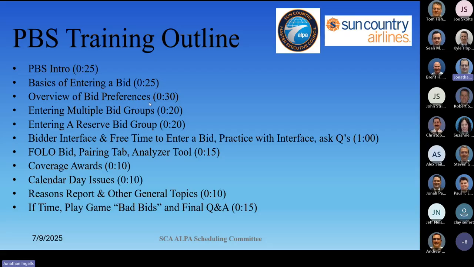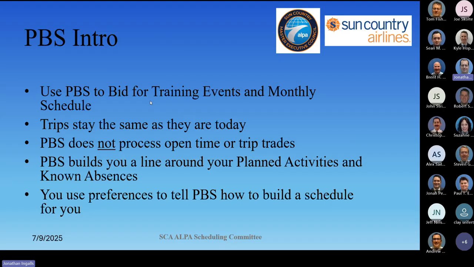Without further ado, what is PBS? PBS is a preferential bidding system. It's used to build your schedule. It's a new way, instead of line bidding, for pairings to appear on your schedule. Instead of bidding for a line, you're bidding for specific pairings or attributes of things that you like or dislike in pairings to be put on your line.